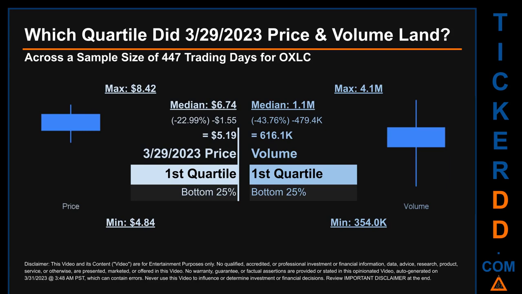Descriptively, OXLC has a median price of $6.74. Therefore, March 29, 2023 price was lower from that middle marker by 22.99%. The day's volume of 616.1 thousand was less than the median by 43.76%.